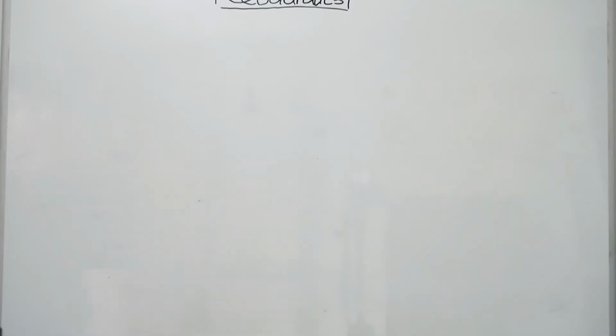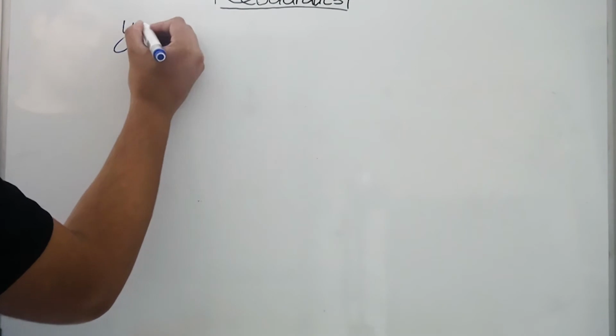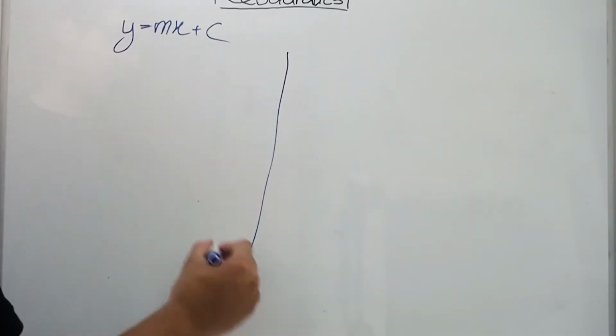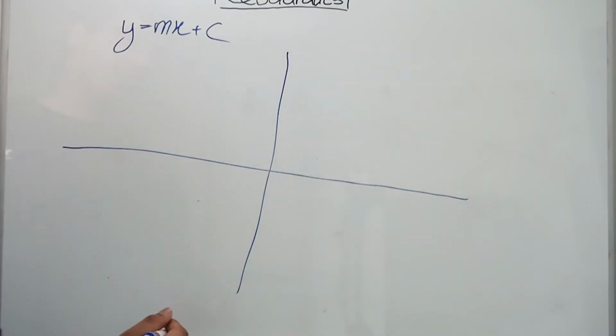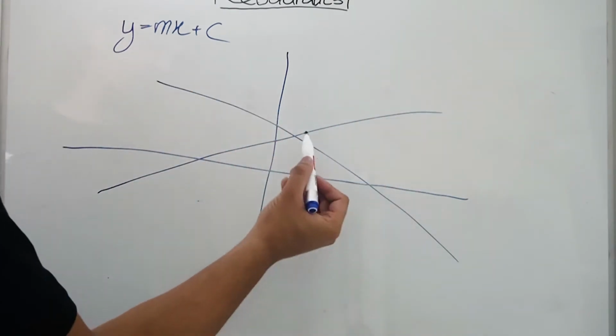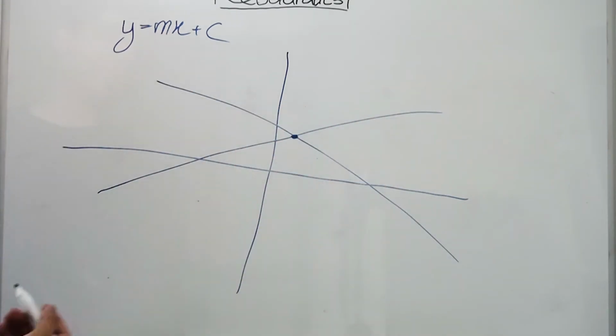Now let's start with the simultaneous equations involving quadratics. First, I'll give a little recap on linear equations. Linear equations are basically straight lines. They're represented by y equals mx plus c. On the graph, they are straight lines, and when you're doing simultaneous equations, normally there would be two linear equations. So that would mean there would be two straight lines, and you were supposed to be finding the intersection point.